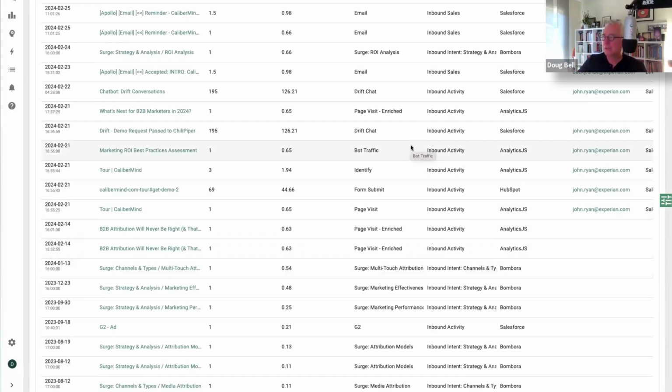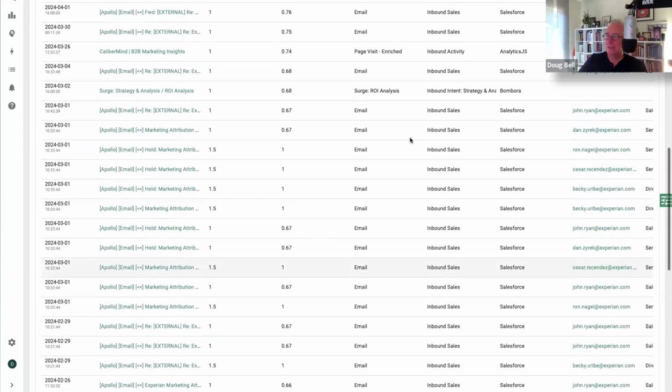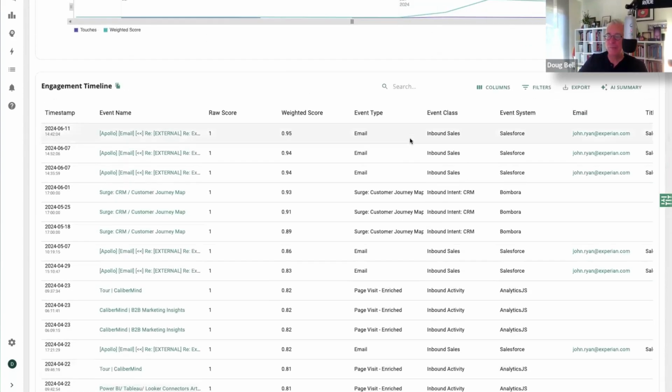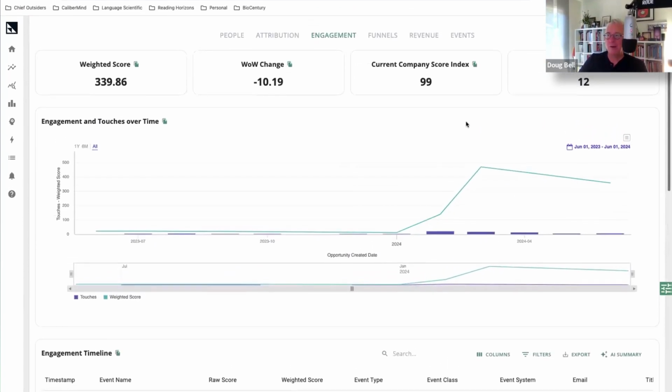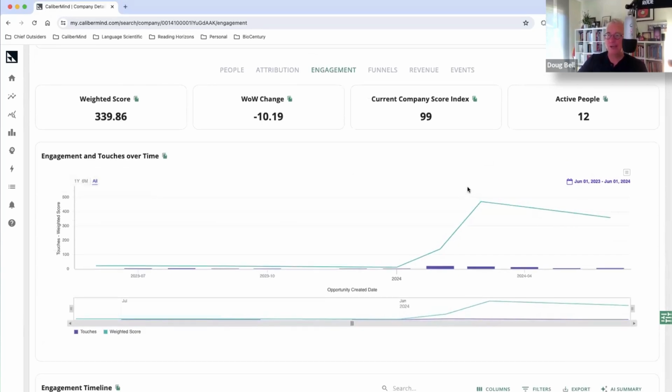Why am I showing this to you? Well, I'm showing it to you because this is a good example of the amount of data that a marketing organization has to parse through to understand a buyer's journey. Marketers, we have time for this. This is what we do. If we're not in the data, we're not doing our jobs.